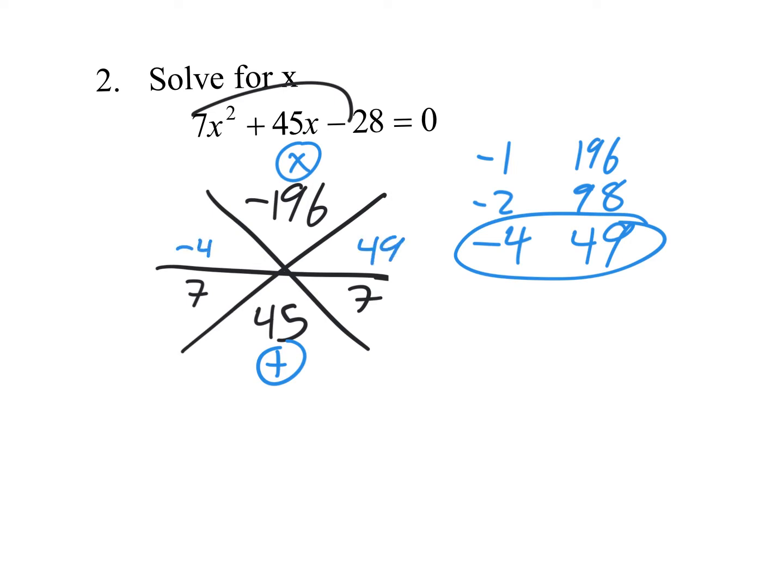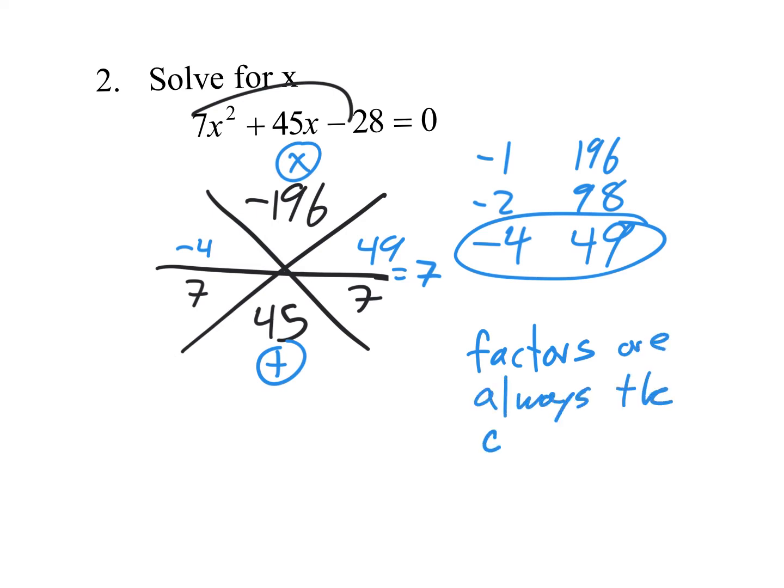Now, at this point, I told you, you have to reduce if you can. So on the left side, it does not reduce. On the right side, 49 over 7 does reduce down to 7. Now remember, all we did is factor it, and the factors are not our zeros. The factors are always the opposites of our zeros.